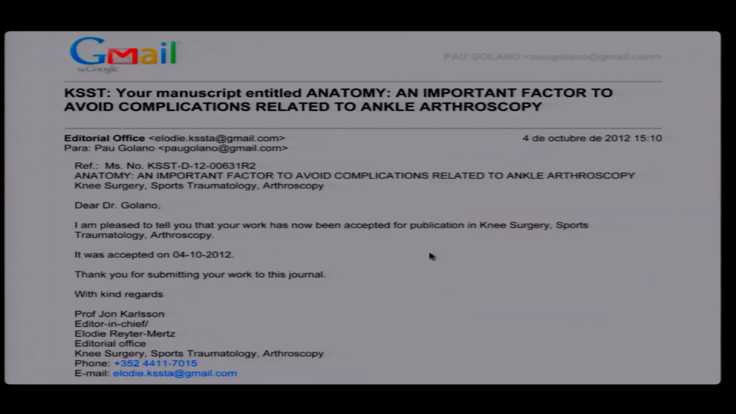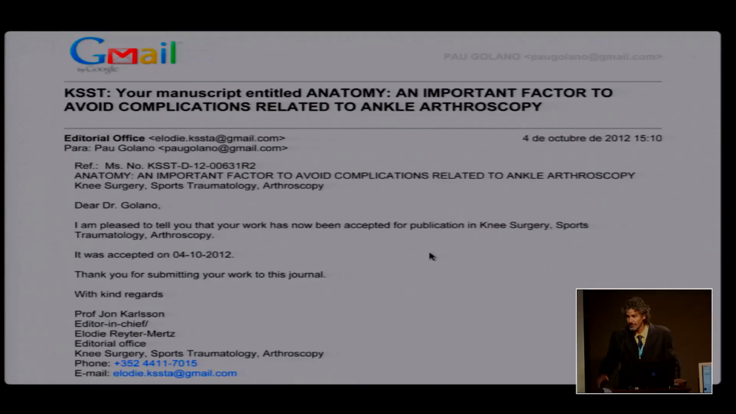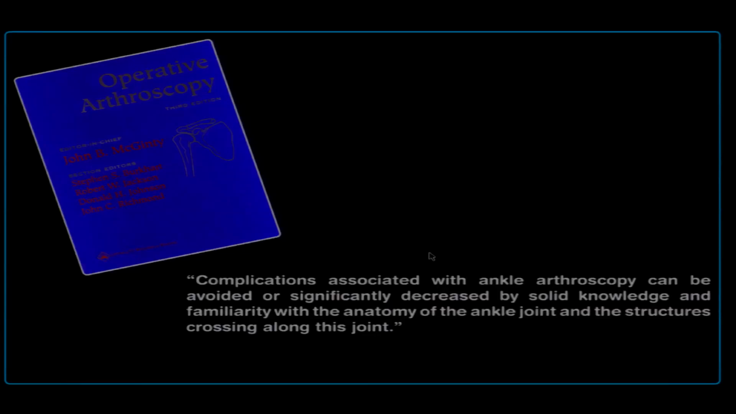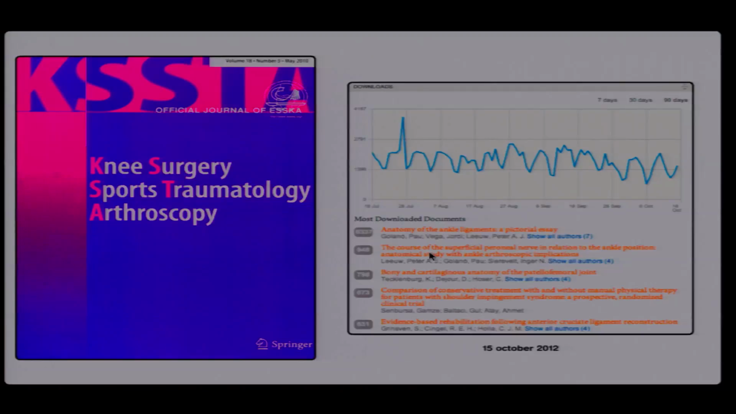For this reason, we wrote a letter to the editor, John Carlson, who accepted it for publication after many Spanish and English corrections, but finally it was accepted. The anatomy is very important. This is not just my opinion. It's the opinion of many, many surgeons in the most important books in ankle arthroscopy or in arthroscopy, and I think this is the reason I am here today.